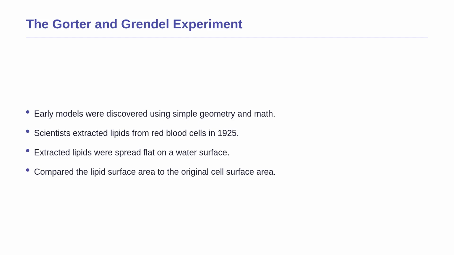Building on that historical context, let us examine the very first major breakthrough. Even though biology seems like it is all about memorizing parts, early membrane models were actually discovered using simple geometry and math. In 1925, scientists Gorter and Grendel performed a brilliant experiment. They extracted the lipids, or fats, from red blood cells and spread them out on a water surface.